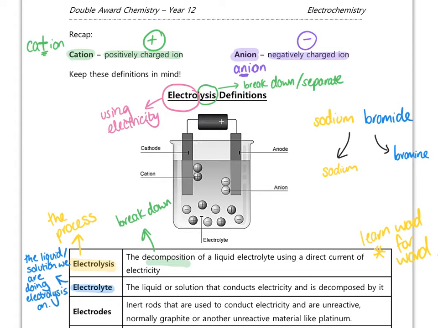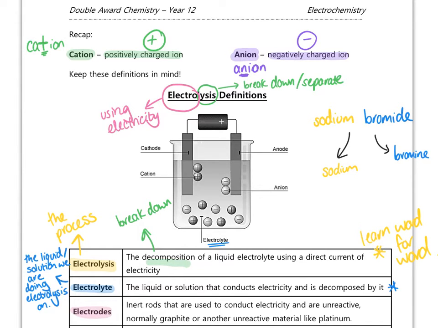So again, learn that definition really well. The liquid or solution that conducts electricity and is decomposed by it. Essentially, it is the solution or liquid that we're doing electrolysis on, and you can see that labelled in your diagram here. The next definition is electrodes.